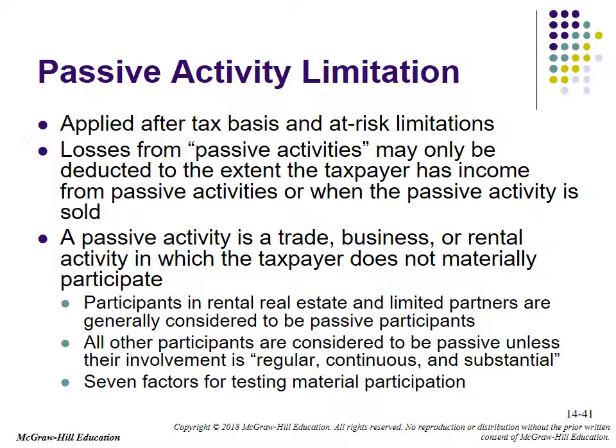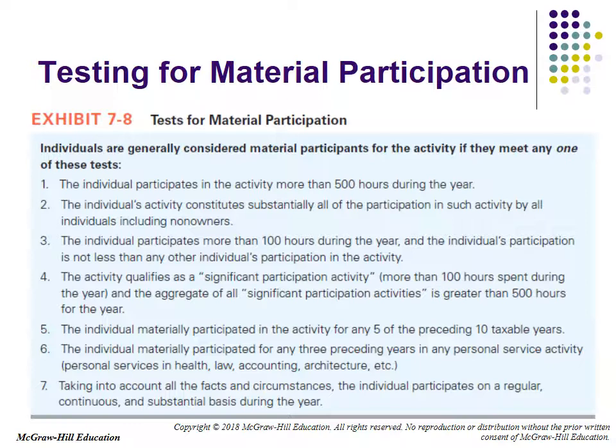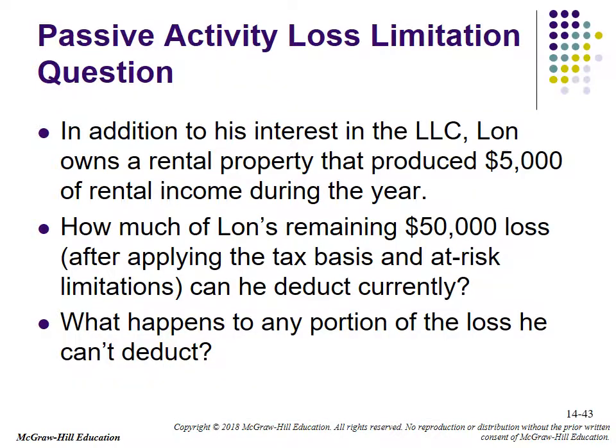A passive activity, one more time, is a trade or business or rental activity in which you do not materially participate. And to determine material participation, I told you we have rules. In that last bullet, there are 7 factors for testing material participation. So if you can get yourself in as a material participant, you no longer have a passive activity. And there they are. So read through them. You can see they're very specific. And there's the loss limitation.